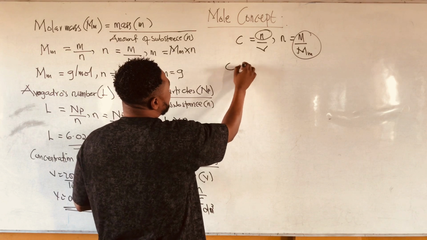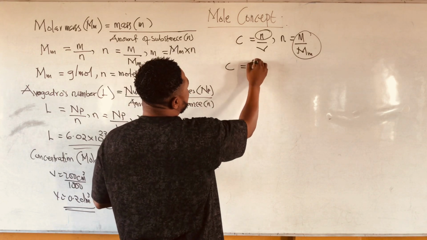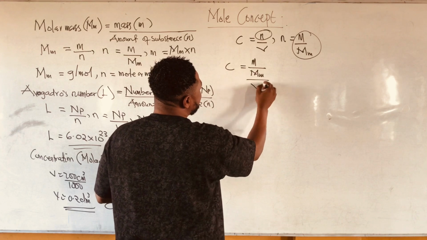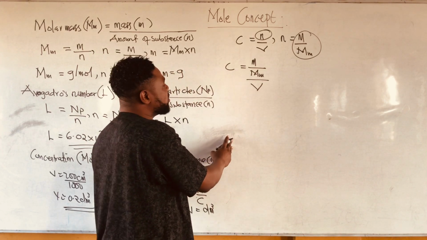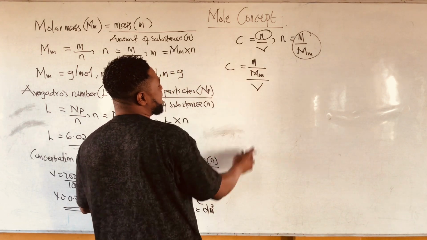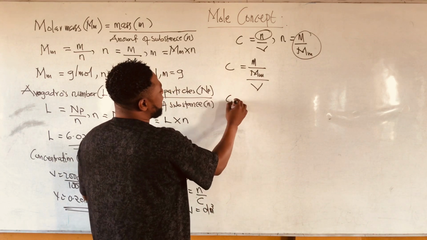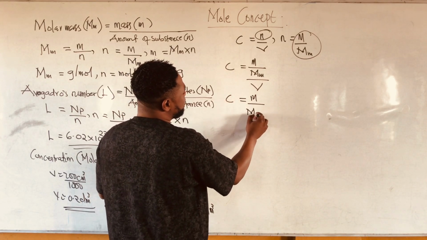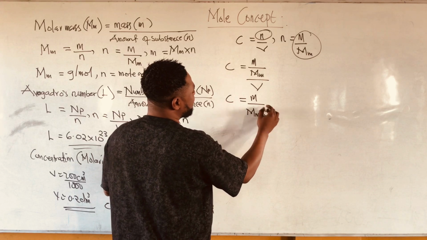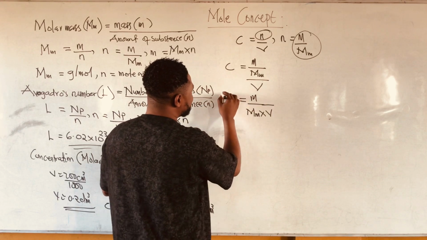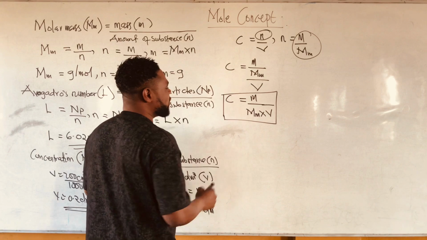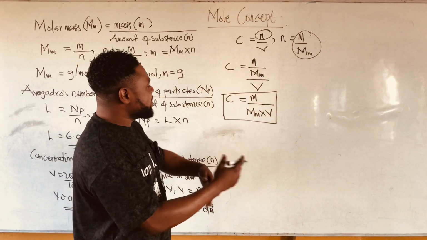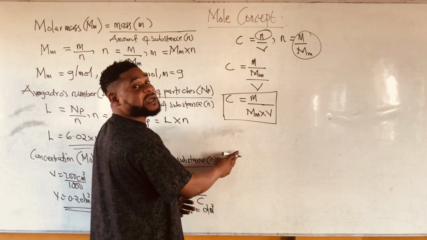Therefore, we can generate another formula as mass divided by molar mass divided by volume, as you can see on the board. Breaking this down, we have C equal to mass over molar mass times volume. So we can also use this formula for concentration, as you can see here.